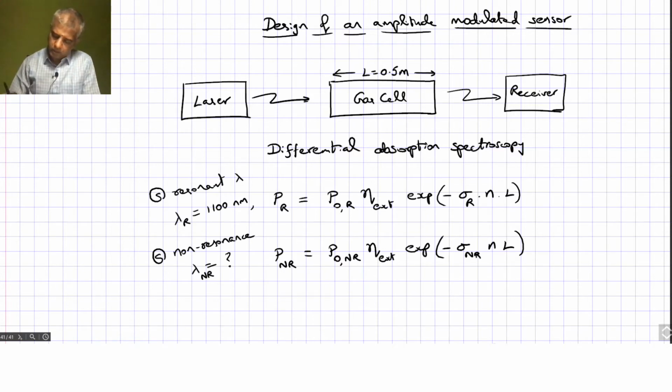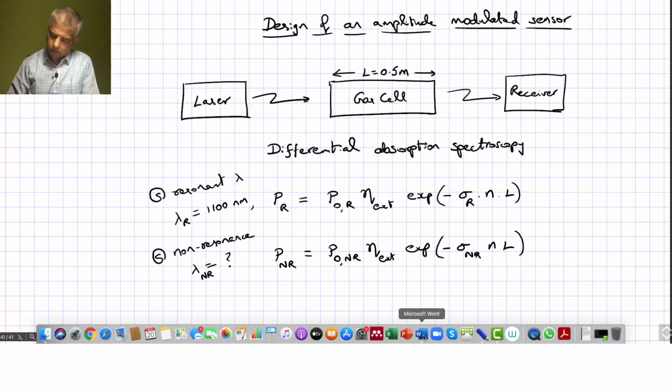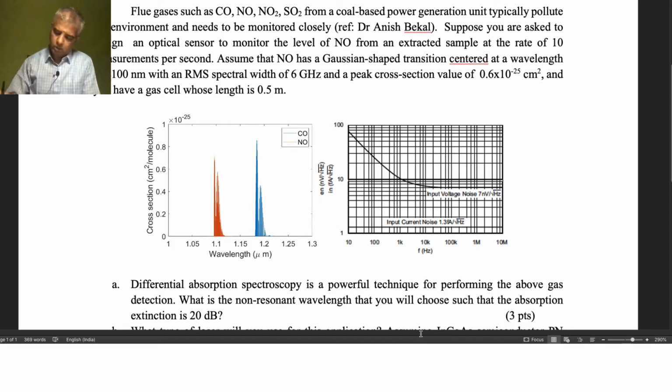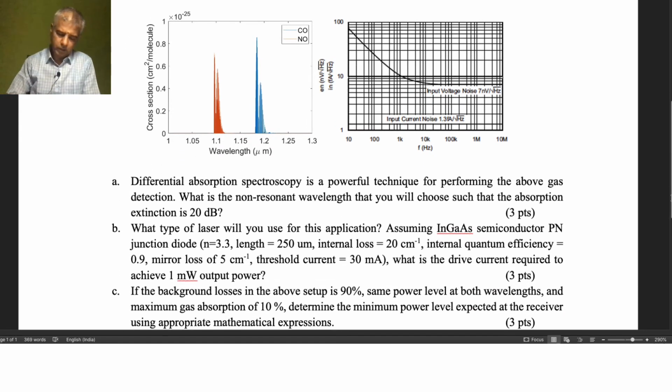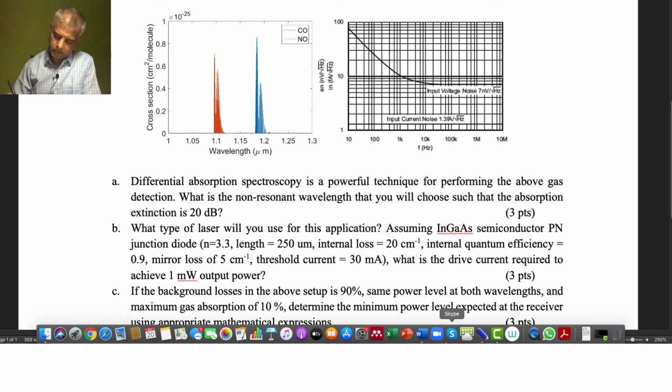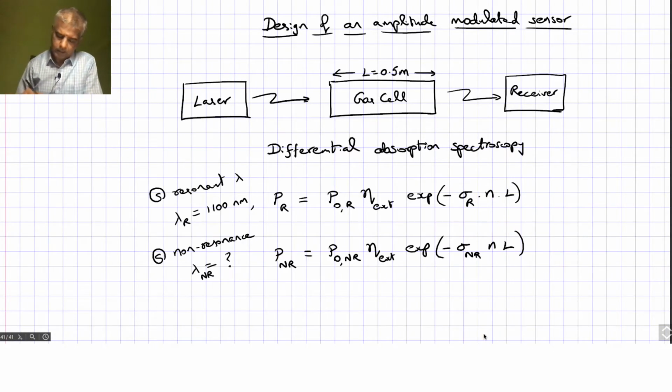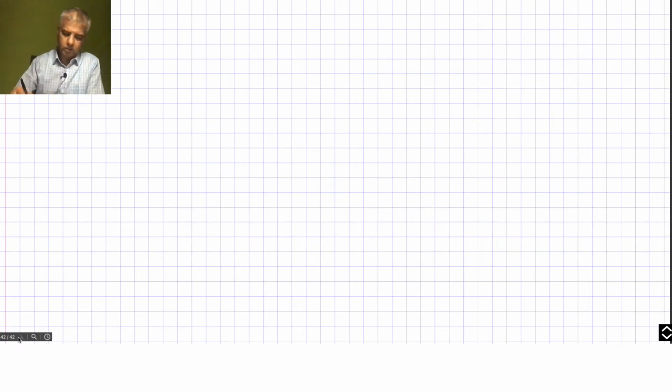So let's go back to this question and see what we've been asked to do. We've been told that you can use differential absorption spectroscopy, and we've been asked to figure out what should be the non-resonant wavelength that you will choose, such that the absorption extinction is 20 dB. Okay, so that is what we want to do next. So let's go to a fresh page.